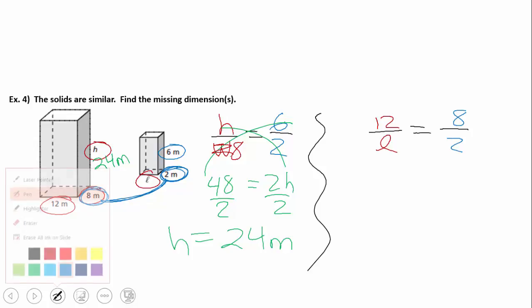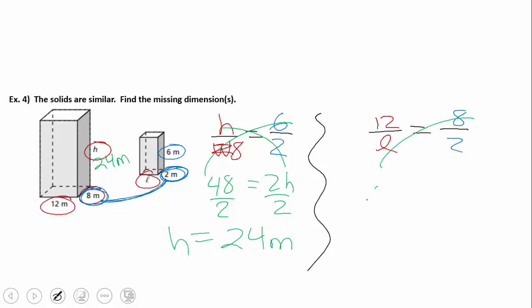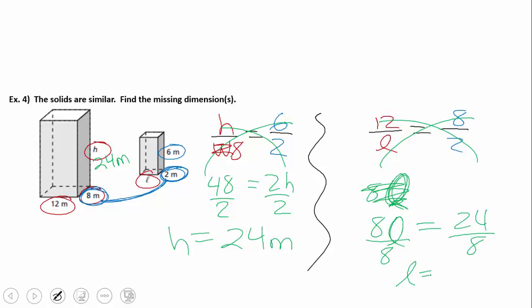And then I'm going to use my cross products, and I'm going to go 8L. Boy, I'm having a hard time writing the correct numbers. 8L. I'm just going to scratch that out and go 8L is equal to 12 times 2 is 24, dividing both sides by 8. I get that my length is going to be 3 meters. So that means this length here is 3 meters. And that's how it's done, people.